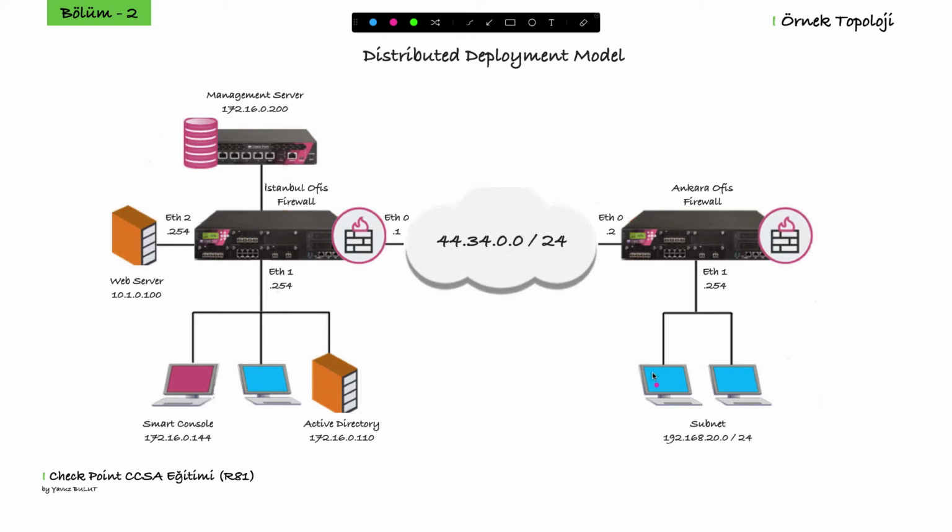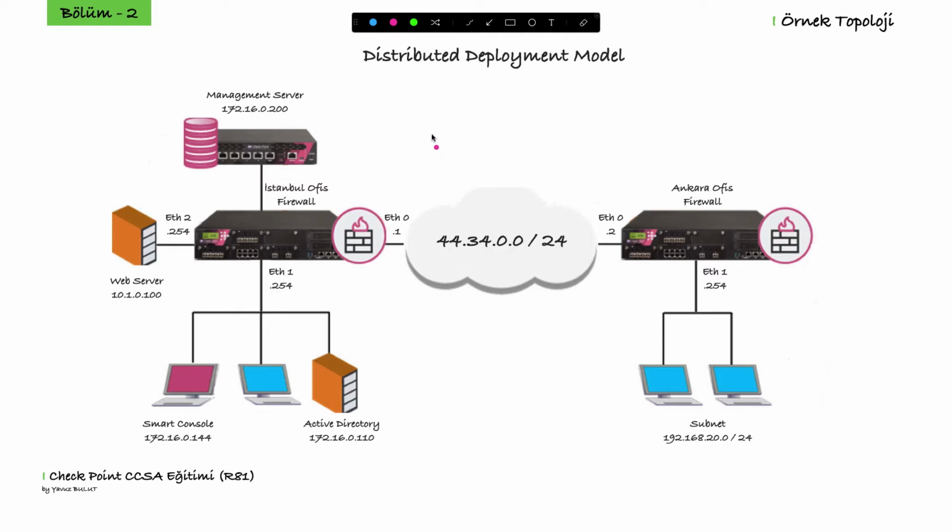We have one PC on the Ankara side. Here we will use the 192.168.20.0 subnet. Our subnet, which is connected to Ethernet 1 of the firewall here, will also be subnet 172.16.0. We will use 44.34.0.0 subnet on the WAN side. We will use the Ethernet 0 ports of the firewalls as our WAN port. We will also use the 10.1.0 subnet on the web server side in Istanbul.